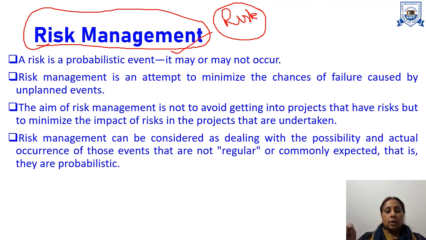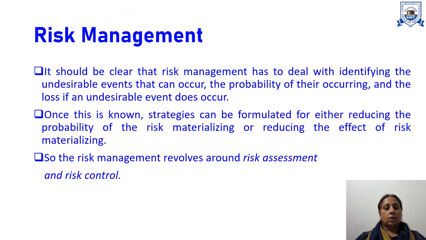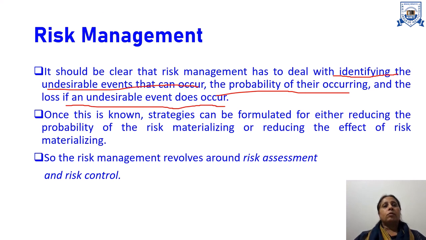We can either remove the event which causes the risk, or we can limit the risk according to the situation. Basically, risk management has to deal with identifying the undesirable events that can occur, the probability of their occurring, and the loss if an undesirable event occurs. Once we know all the risks, then we can either reduce the event or reduce the effect of the event.